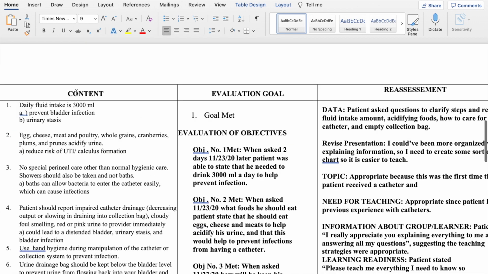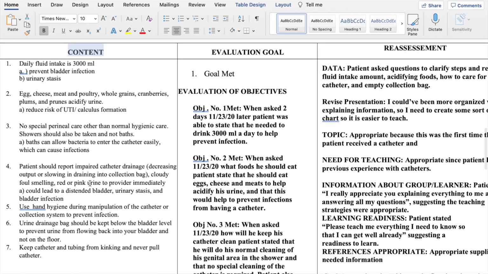Next, you'll have your content. So actual content is the outline of the material that you're going to actually teach your patient. You may not want to have so much content. So I have 7 items here. This is kind of a lot to teach a person that's sick at once.